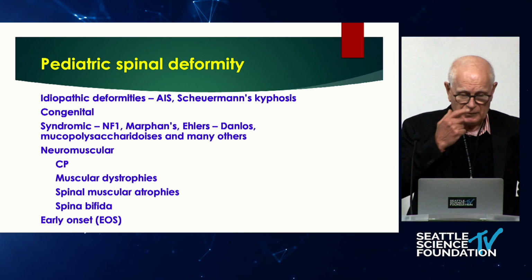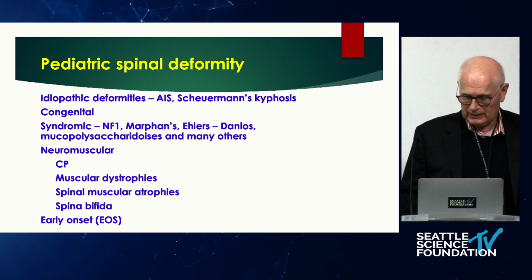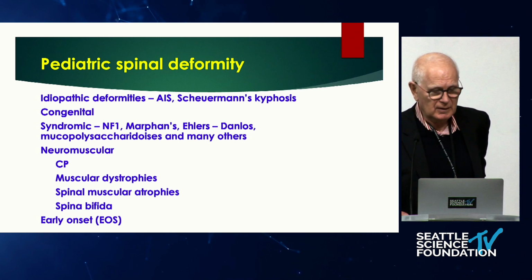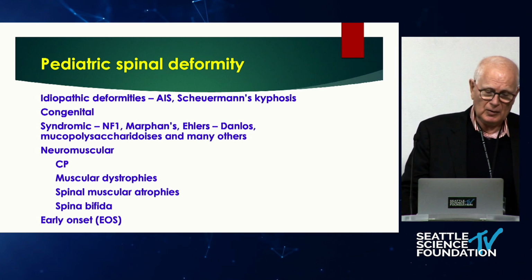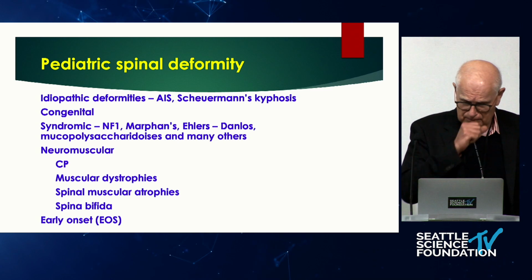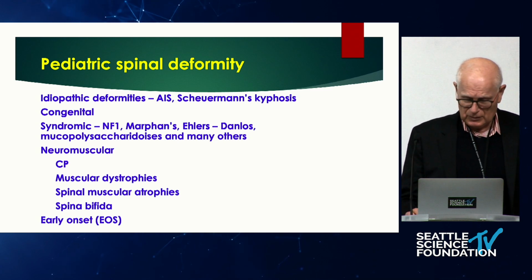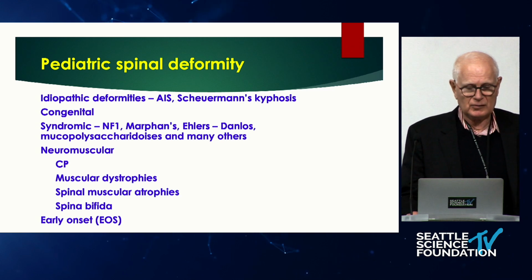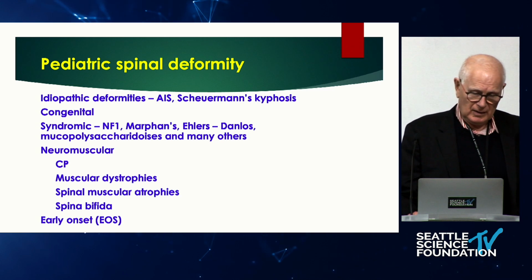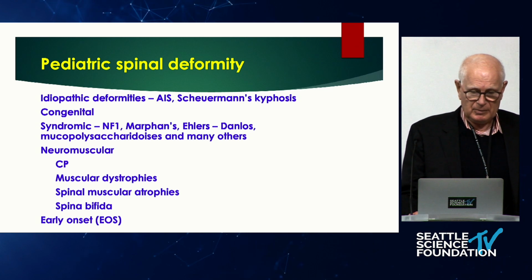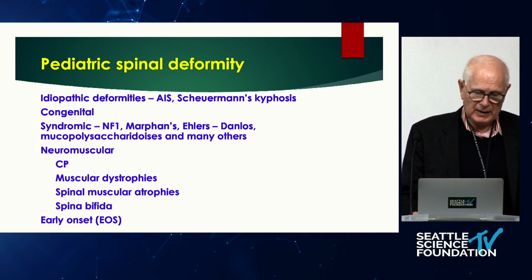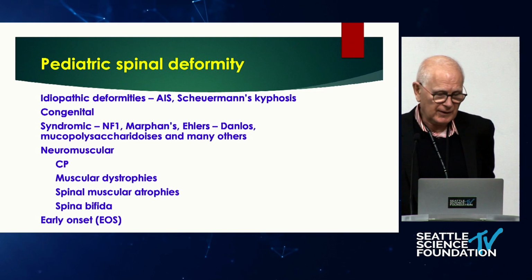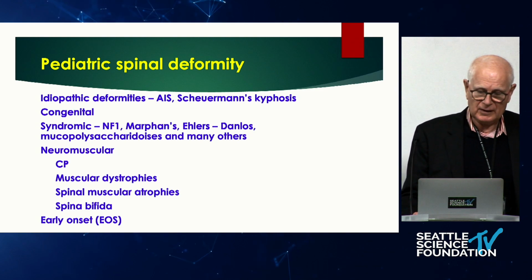So what is the scope of pediatric spinal deformity? Clearly, relatively straightforward, although not that straightforward, are the idiopathic deformities. But what really is the big issue is the other etiologies, like the congenital ones, the syndromic ones, and the neuromuscular, which is a significant portion of the pediatric spine surgeon's practice. And of course, essentially the last frontier, the early onset kids.